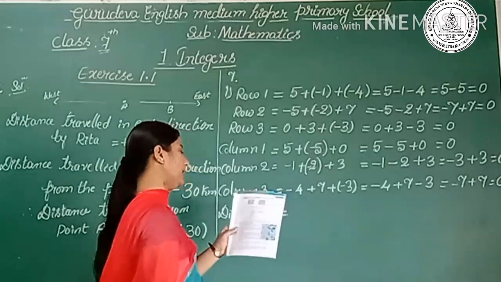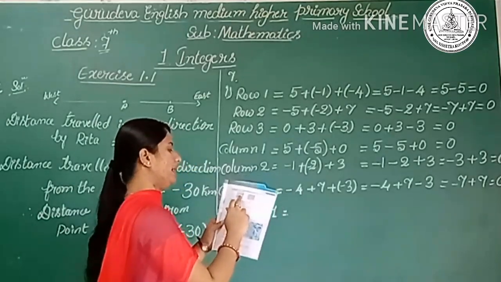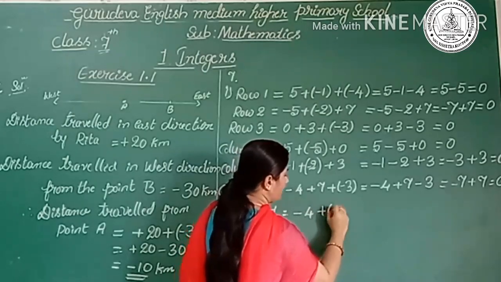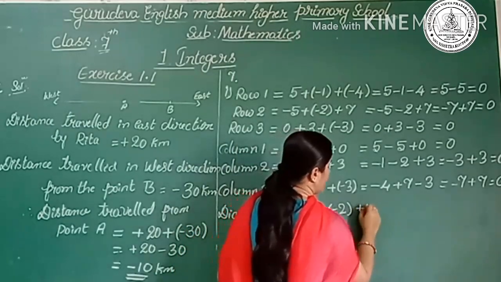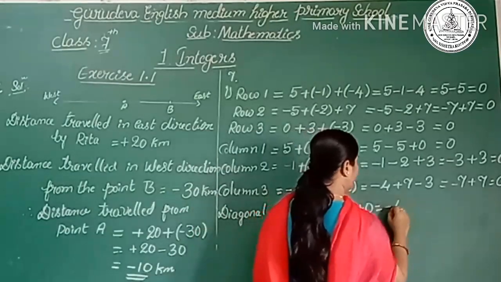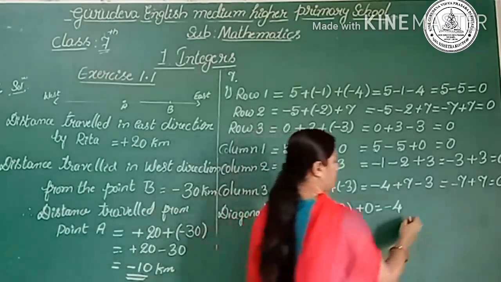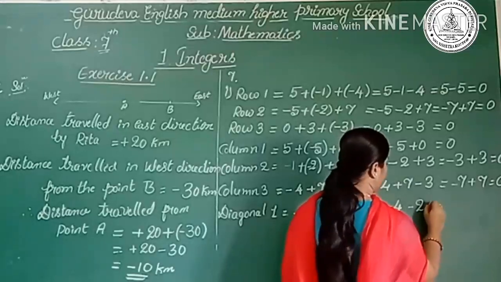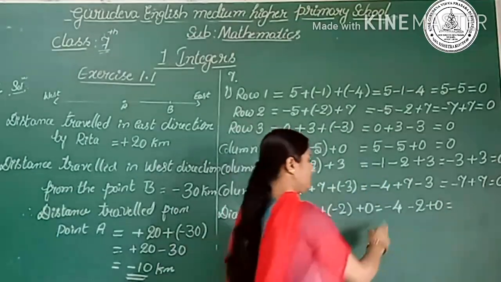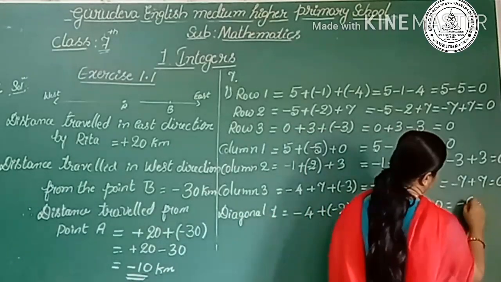The first diagonal I will take here: minus 4, minus 2 and 0. So minus 4 plus minus 2 plus 0, which is equal to minus 4 minus 2, which is equal to minus 6.